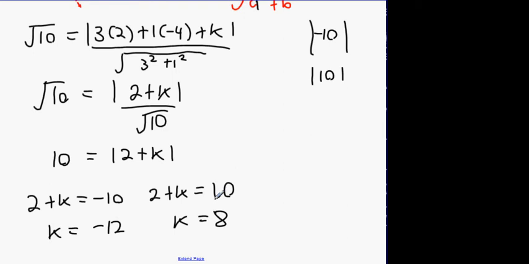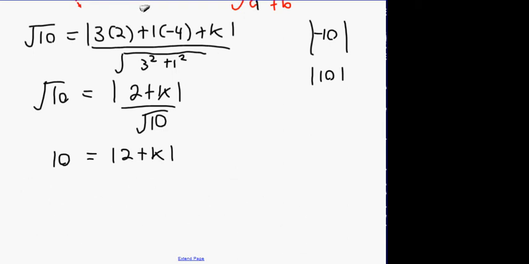Everybody happy with that? Second way of doing it is to square both sides. Square both sides and you get 100 equals 2 plus k squared, right? Yeah?